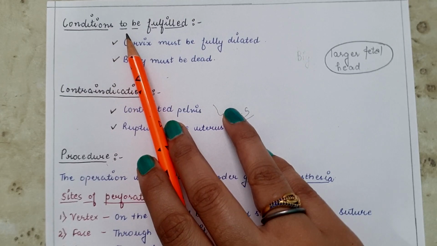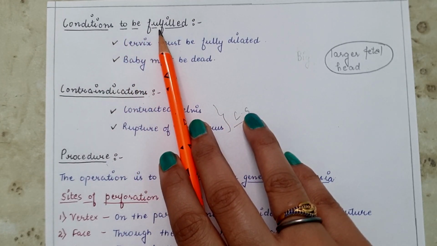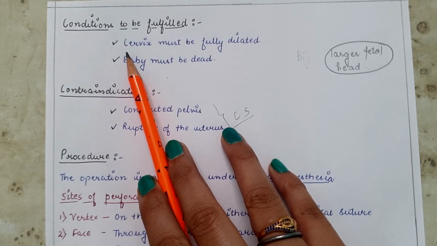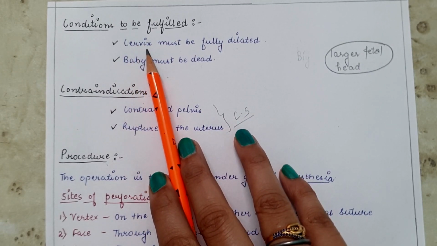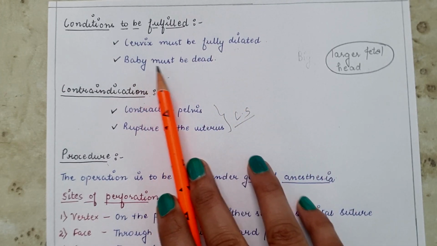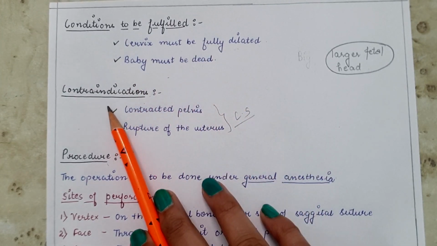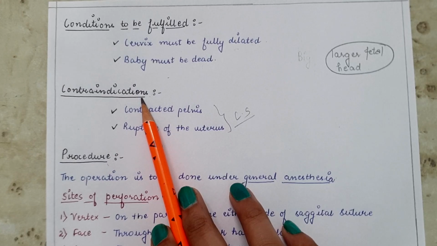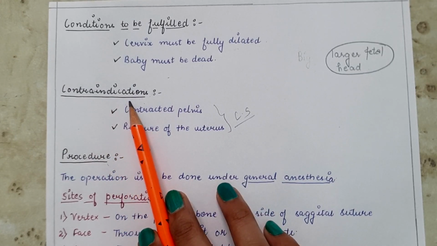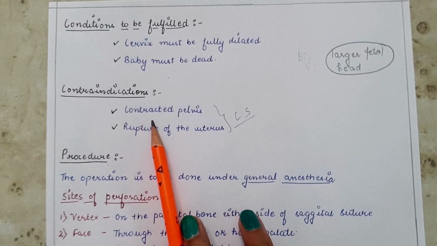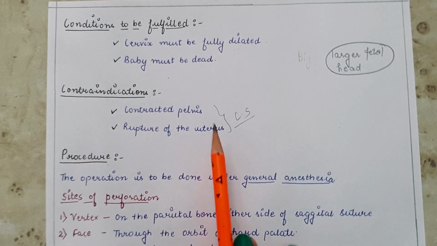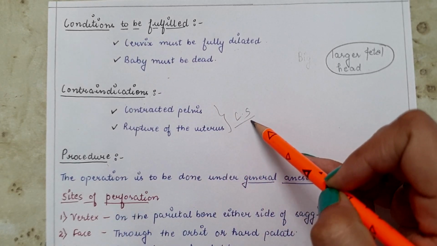Next are the conditions which are required for performing craniotomy. First one is the cervix must be fully dilated, plus the baby must be dead. Next are the contraindications of craniotomy, that is, in which cases craniotomy should not be done. First one is contracted pelvis, and second one is rupture of uterus. As in both cases, caesarean section is preferred.